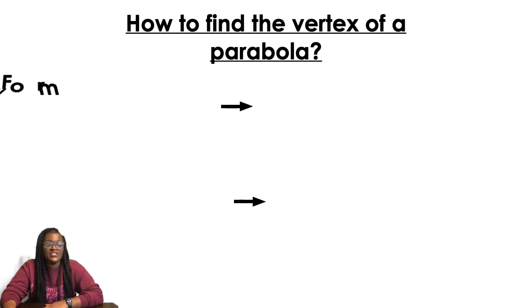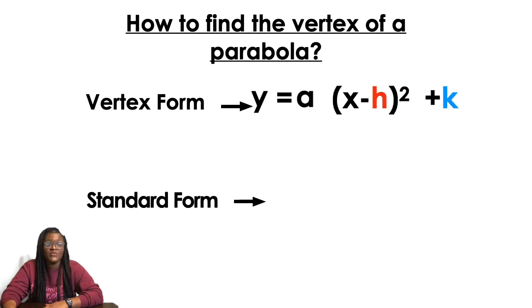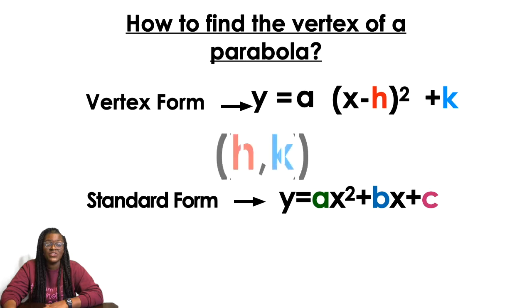How to find the vertex of a parabola? If you're in my class, you learned vertex form first, and finding the vertex is easy, it's just h and k. However, in this case, we're doing standard form, so that's y equals ax squared plus bx plus c, and finding the vertex is a little bit more difficult, okay?